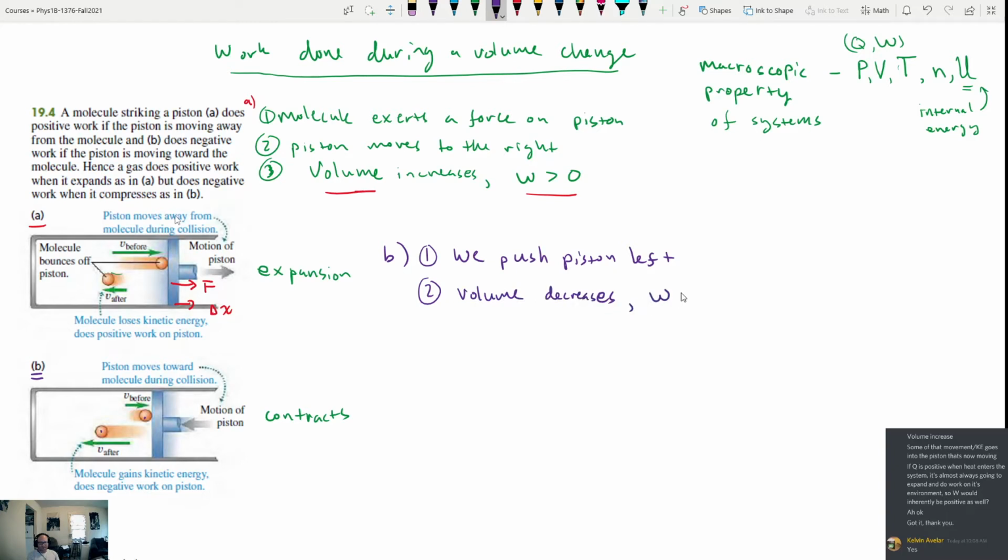And the work done, not by us, by the way, but the work done by the gas, or by the gas molecules, if you wish. Now the work done by the gas is going to be negative. Does that make sense?